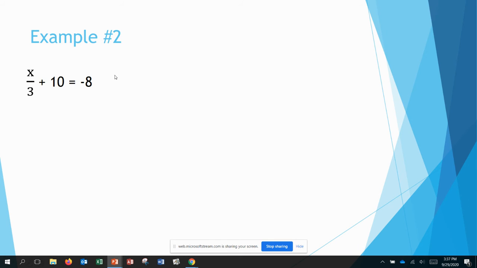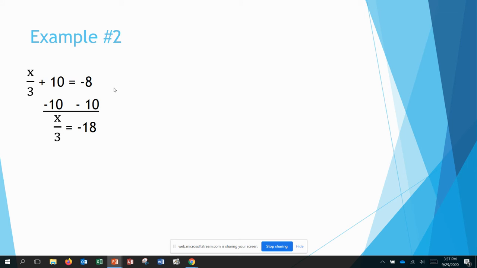How do we do that? Well, subtraction undoes addition. Subtract 10 from both sides, because what we do to the left, we have to do to the right, so we don't change the value of the equation. You get x over 3 equals negative 18.